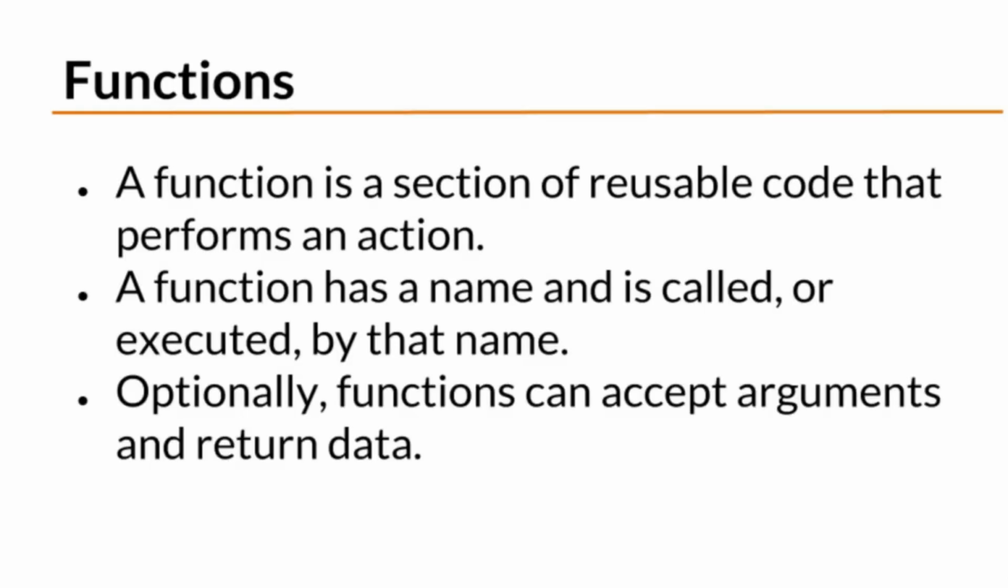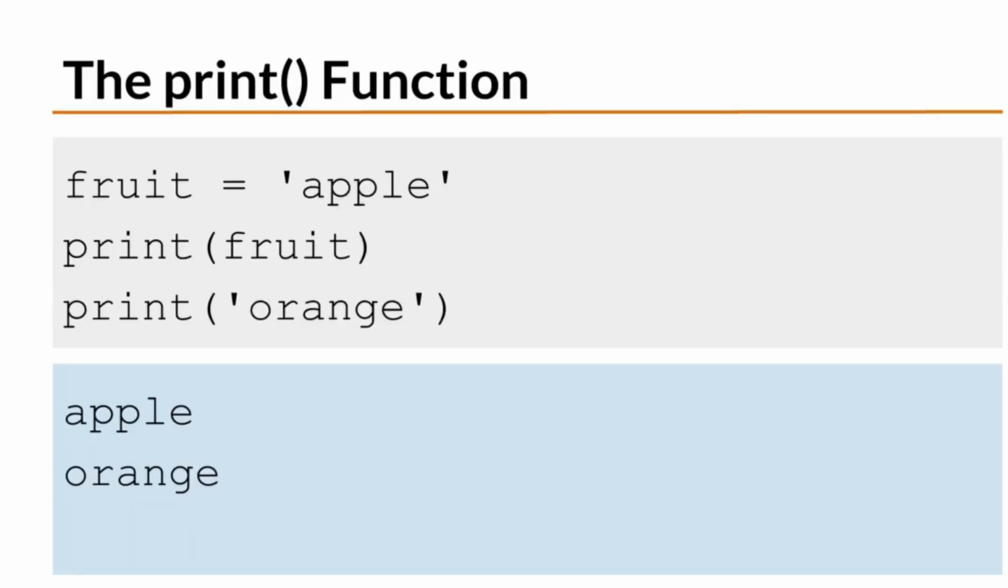A function is a set of reusable code that performs an action. A function has a name and is called or executed by that name. Optionally, functions can accept arguments and return data. Python includes many built-in functions, one of which is the print function.